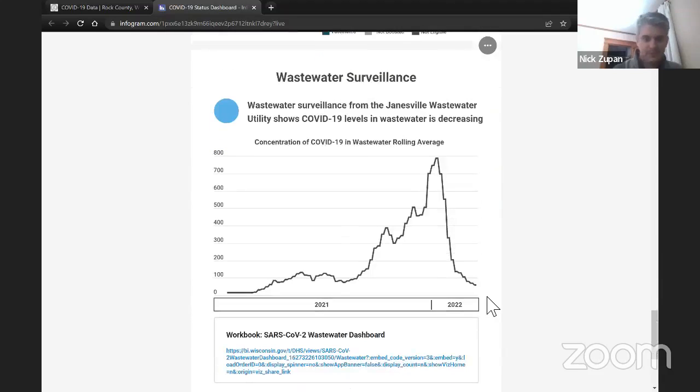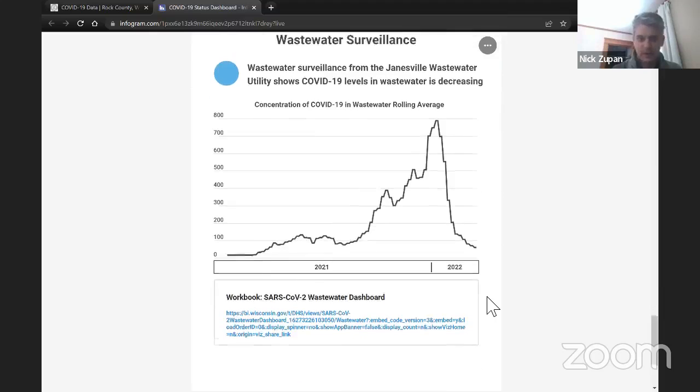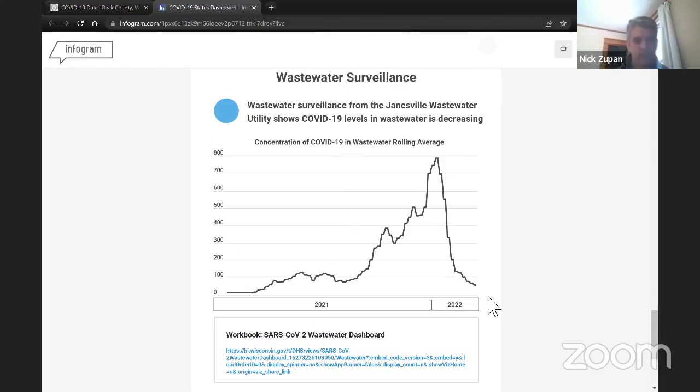So you can get some more information from that link as well. But essentially, the higher the concentration in the wastewater, it potentially means that there's higher levels of case activity in Rock County. I know this is just for Janesville, so we have to use this information and potentially extrapolate to the whole county, but I think it's a good indicator to look at trend-wise if we're moving up or down in terms of our case transmission.